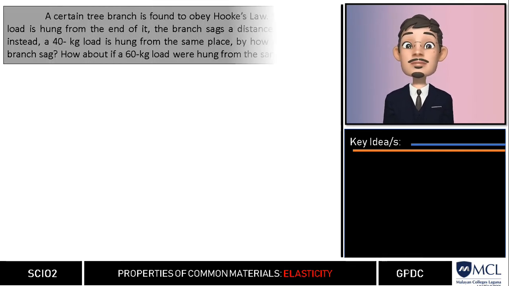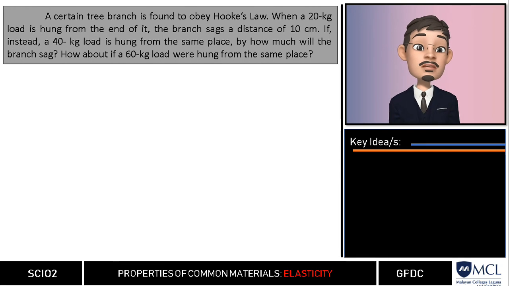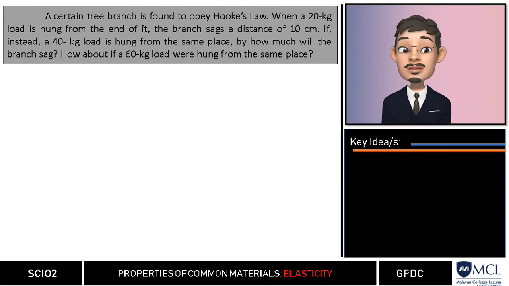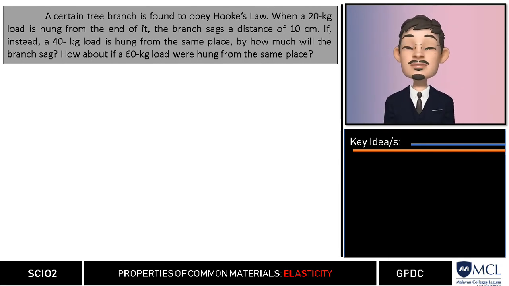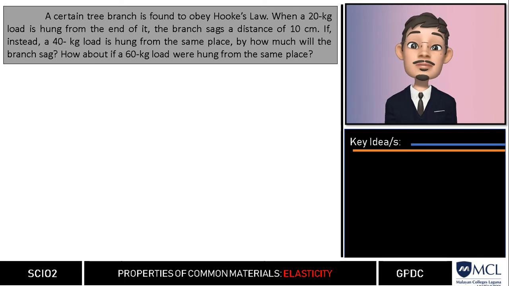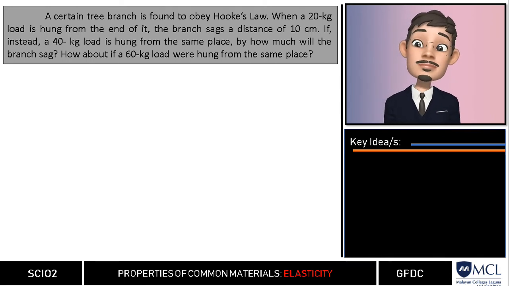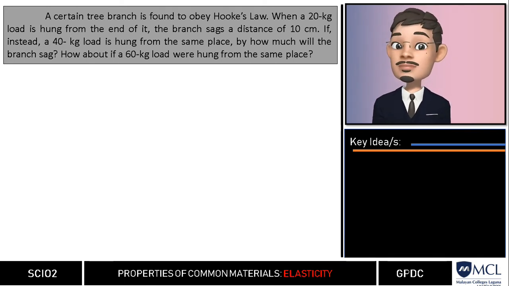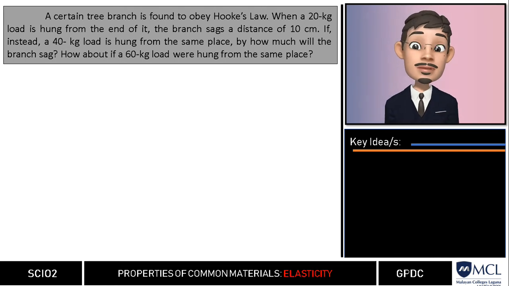A certain tree branch is found to obey Hooke's law. When a 20-kilogram load is hung from the end of it, the branch sags a distance of 10 centimeters. If instead a 40-kilogram load is hung from the same place, by how much will the branch sag? How about if a 60-kilogram load were hung from the same place?